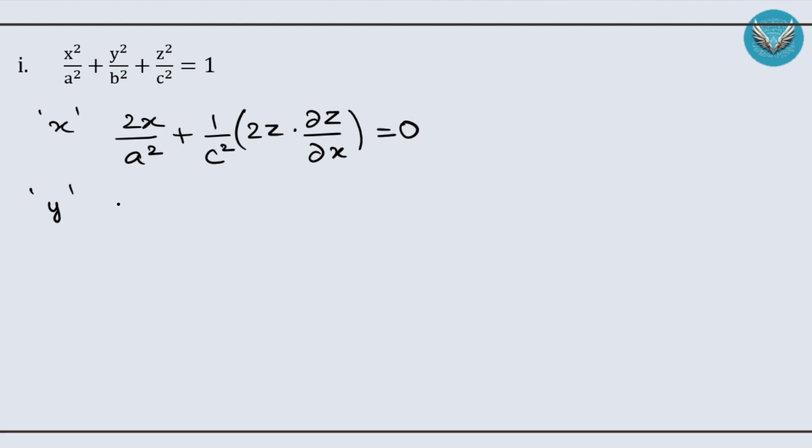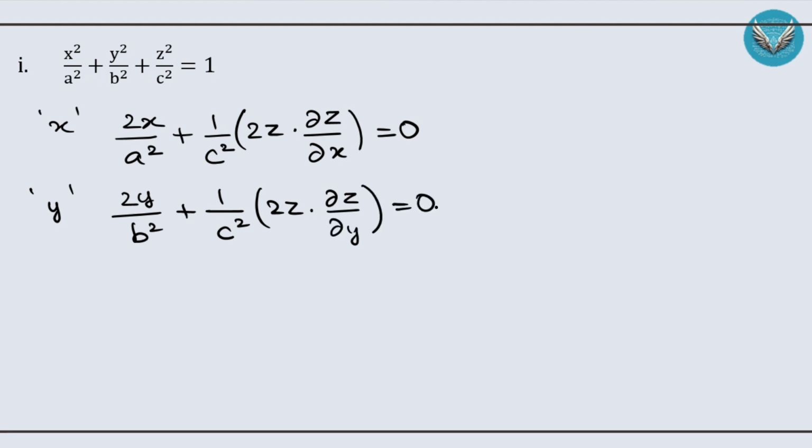Similarly, differentiating partially with respect to y, x is treated as constant, so that first term will become 0. Second term is 2y divided by b square, plus again the third term becomes 1 by c square into 2z into dou z by dou y, which is equal to, right side is 0.